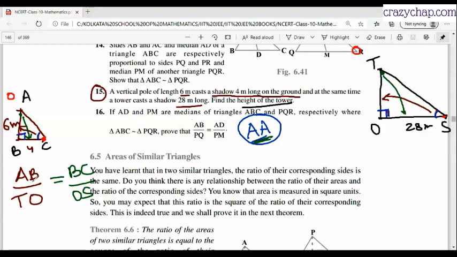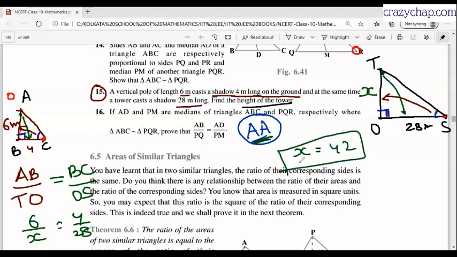And so we put in the values. So 6 over TO, let's say X, is equal to BC is 4 and OS is 28. While simplifying, we get X equal to 42. Not 1, 42. So 42 what? Units are always important, meters.